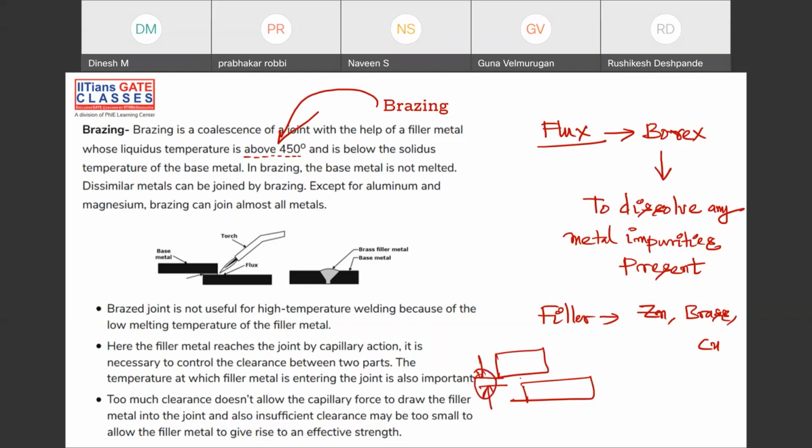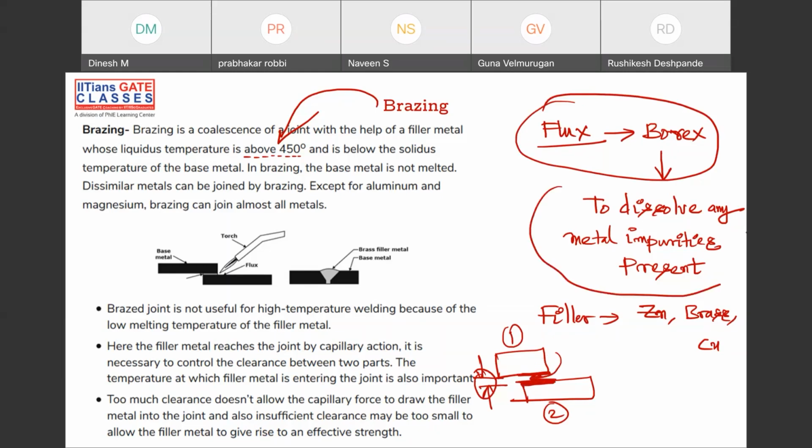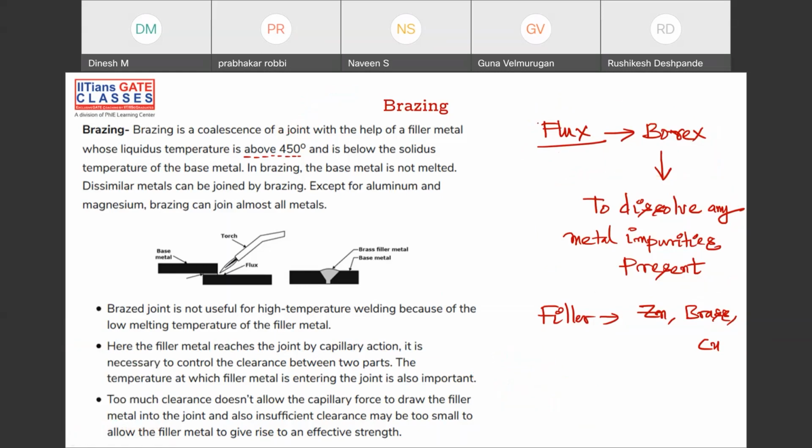So before putting these two workpieces, one and two, maintaining some gap, you clean the surfaces here, so that there are no impurities. How do you clean the surfaces? You clean the surfaces by using this flux. You apply some flux in between, and that flux will go in between, and then dissolve the impurities that are there in between two plates. The flux that you are going to use in brazing is borax.